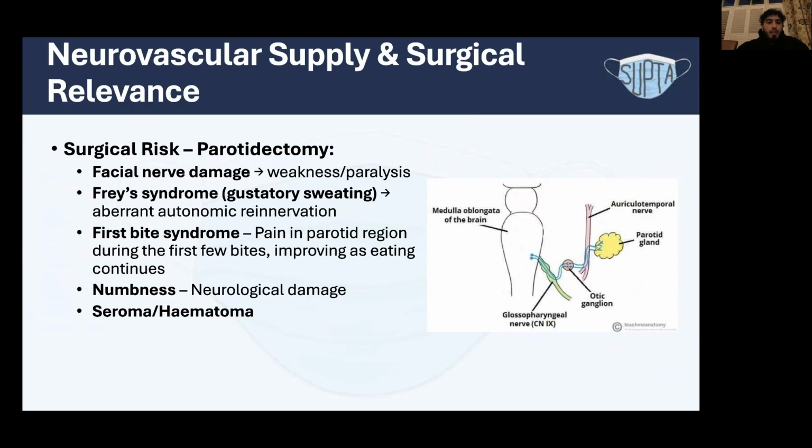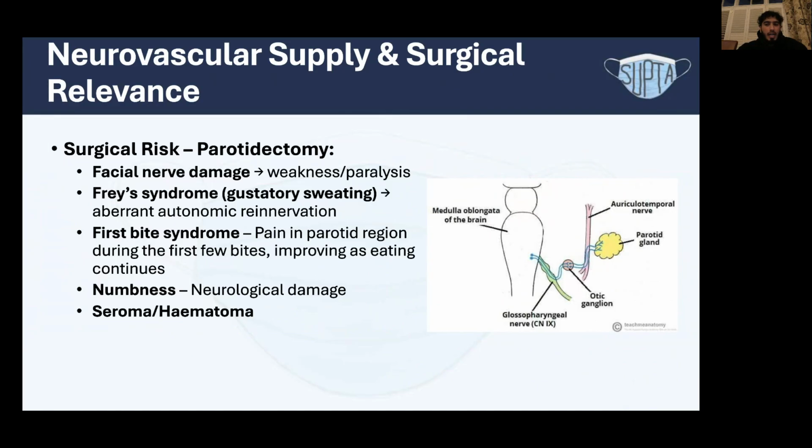Something that we can also have is first bite syndrome. This is a syndrome characterized by severe, sharp pain in the parotid region during the first few bites of a meal, and it usually improves as the eating continues. When we see it, it's usually because of a parotidectomy or other head and neck surgeries.